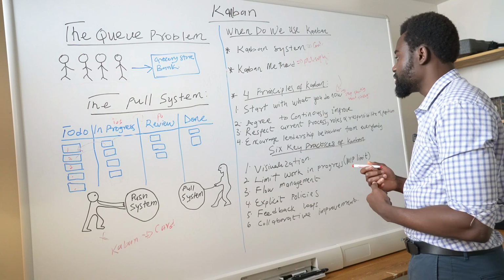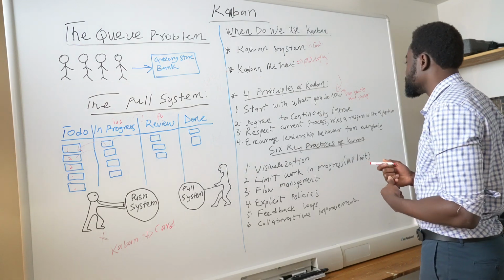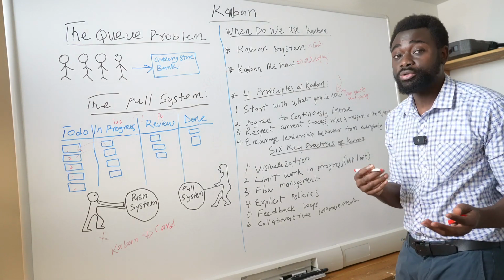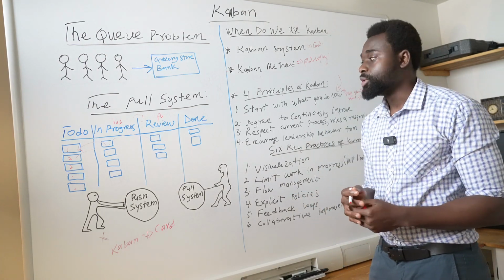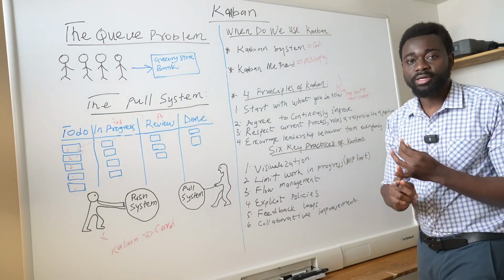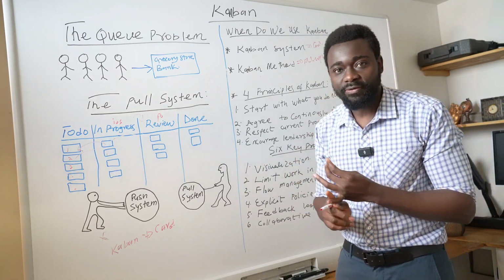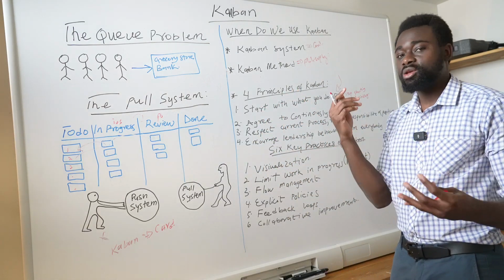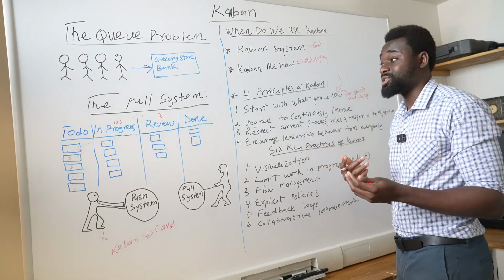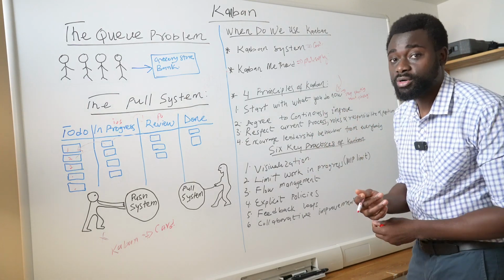And then principle number 2, agree to continuously improve. Kanban is all about continuous improvement. We want to always try to go to workshops, trying to learn new ways, getting certified, making sure we're learning new approaches to be able to maximize efficiency and deliver quality working software.